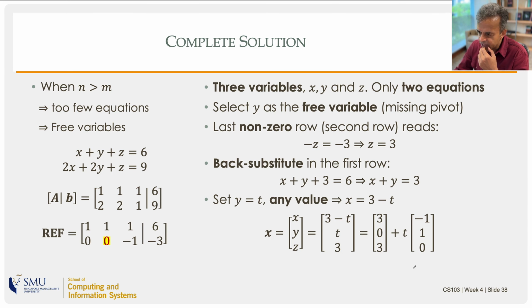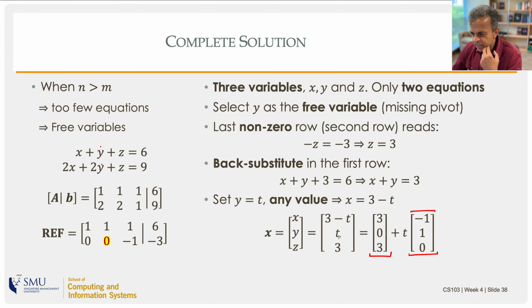What this is saying is that when T equals 0, when you set Y equal to 0, which you're allowed to do because it's a free variable, then the solution is 3, 0, 3. So X is 3, Y is 0, Z is 3, so 3 plus 3 is 6. And 2x is 6, plus 3 is 9 because Y is 0, so that's satisfied. This constant vector is called the particular solution, and this other vector is called the special solution. The particular solution is arrived at by setting the free variable to 0. So if you just set Y to 0, then you have only 2 variables and 2 equations. That's the solution to that.